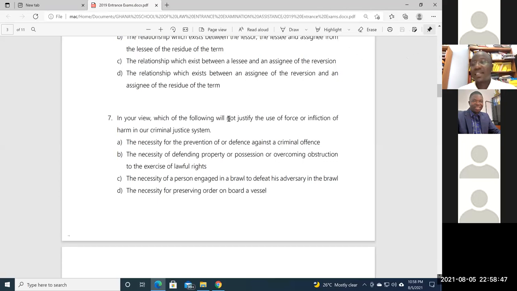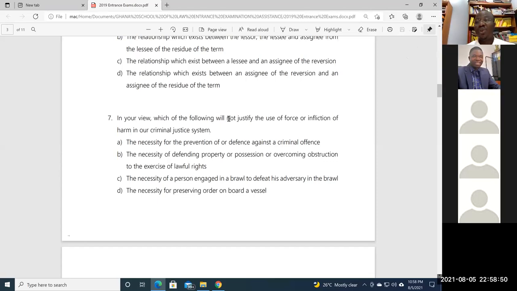So let's assume that you don't know these provisions, but you still need to work out and get the right answer. Some of the things, if you look at them closely, you can use common sense to get the correct answer. The question is asking us to point out the instances in which use of force is not permitted in our criminal justice system. Let's run through. A, necessity for prevention of or defense against a criminal offense. That is quite obvious for us. So that is permitted. B, necessity of defending property or possession, overcoming obstruction to the exercise of lawful rights.